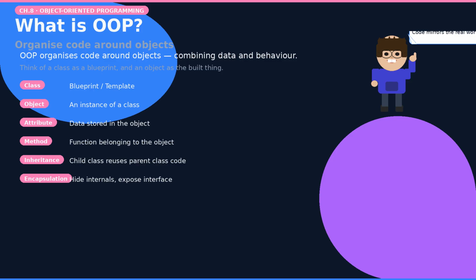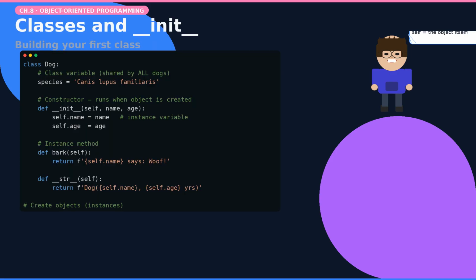Let's build a class. You define it with the class keyword followed by the name. The constructor is a special method called __init__, double underscore on both sides. It runs automatically when you create a new object. The first parameter is always self. This refers to the object being created.